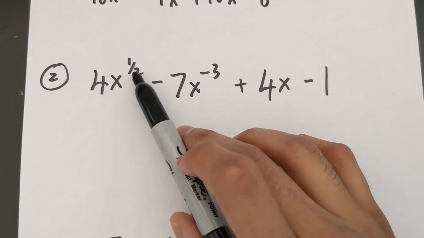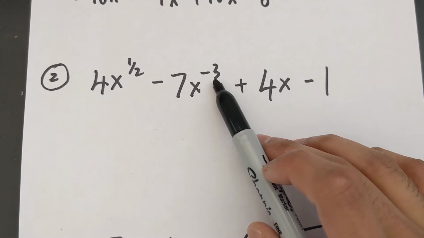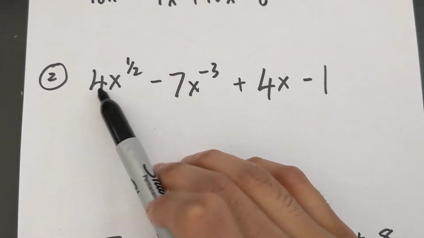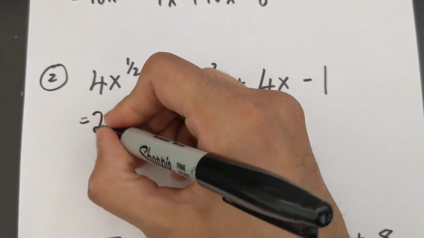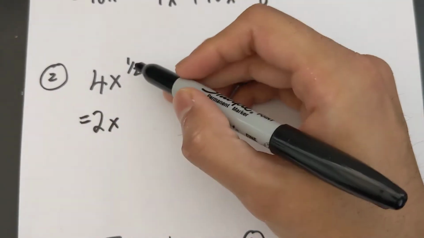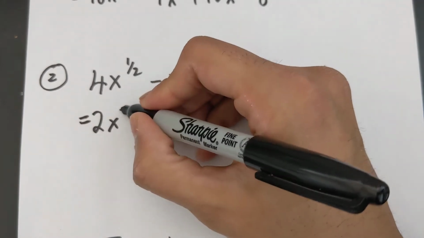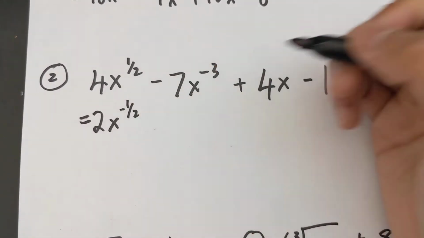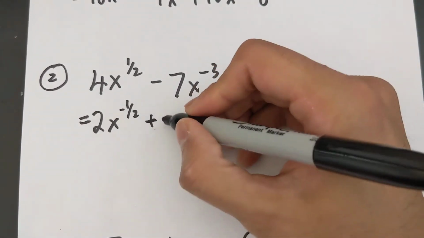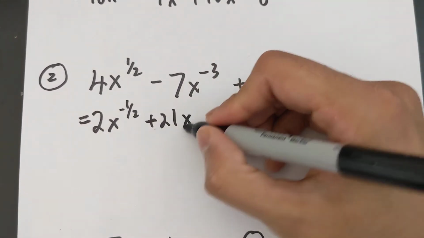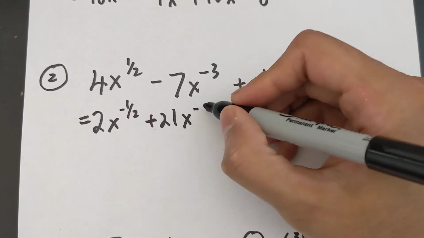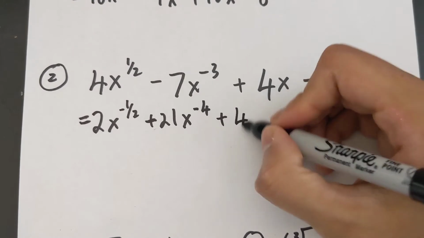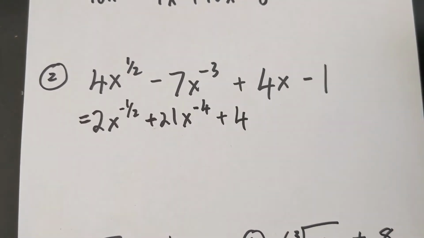Now we have fractions and negative numbers in the exponent. I'm going to change things a bit. So half times 4 is just 2. And if I subtract 1, half minus 1 is negative half. Negative 3 times negative 7 is positive 21. And negative 3 minus 1 is negative 4. 4x just turns into 4, and negative 1 just disappears.